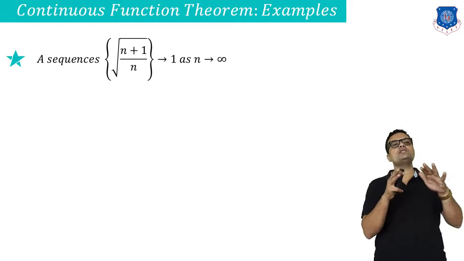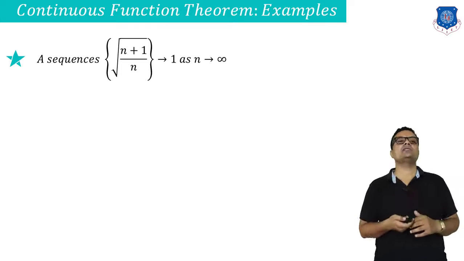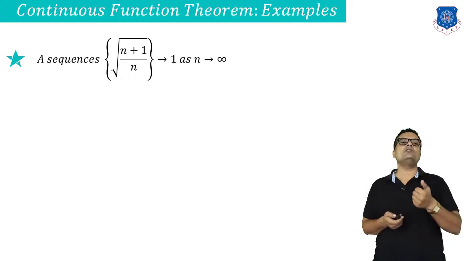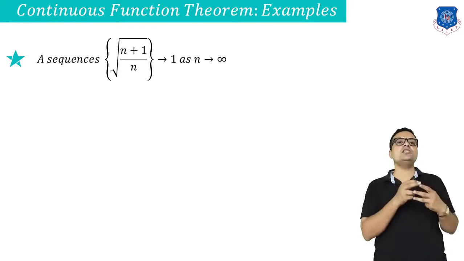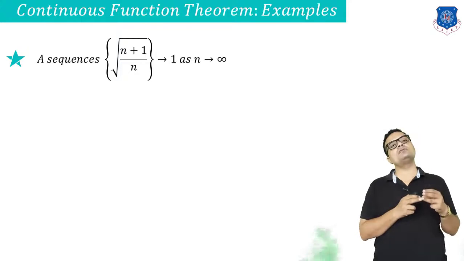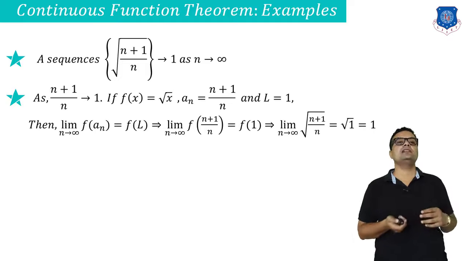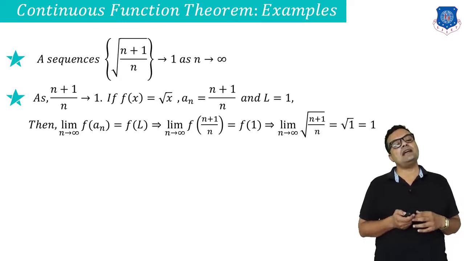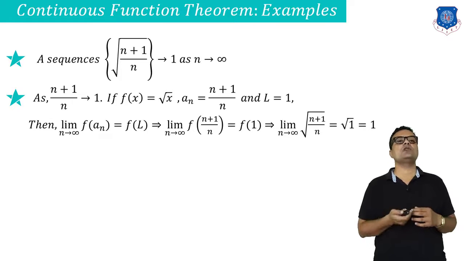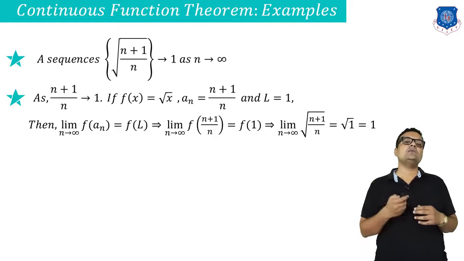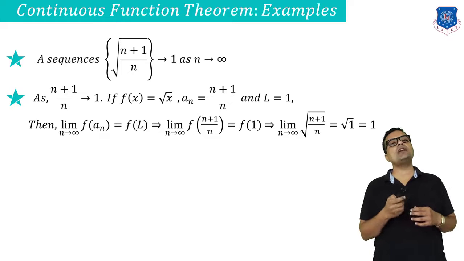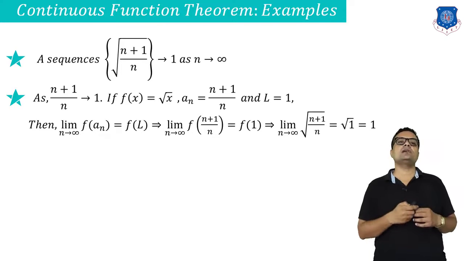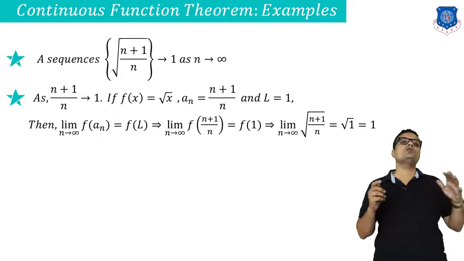But now how do we prove this using this continuous function theorem? For that I need to have three values. The first value is the function, the second value is the sequence an, and the third value is the limit, which is capital L. And for that I am defining the sequence an as (n plus 1) upon n. I am taking the function f of x as root x, and I am taking the value of capital L as equal to 1. So now I can go for this theorem.